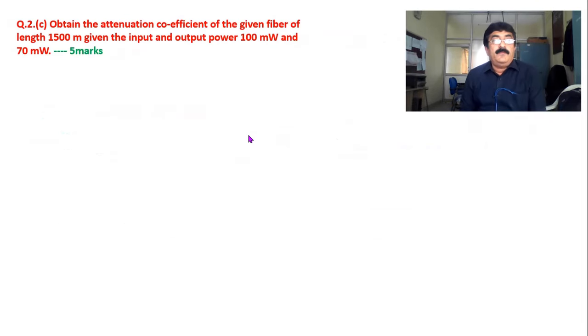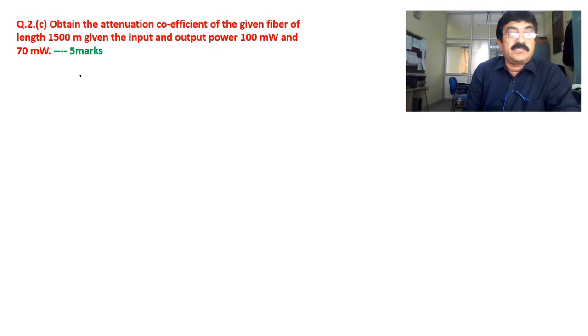Now, numerical. Obtain the attenuation coefficient of a given fiber of length 1500 meter, given input and output powers are 100 milliwatt and 70 milliwatt. Dear students, in problems of this type, remember length is always substituted in kilometer. L is equal to 1.5 kilometer. And then P input is equal to 100 milliwatt. Always input power is more than output power. Output power is 70 milliwatt. We have to find out alpha, that is attenuation coefficient.